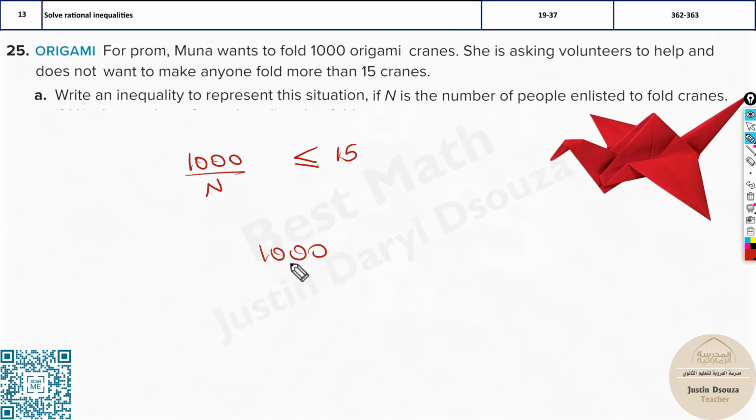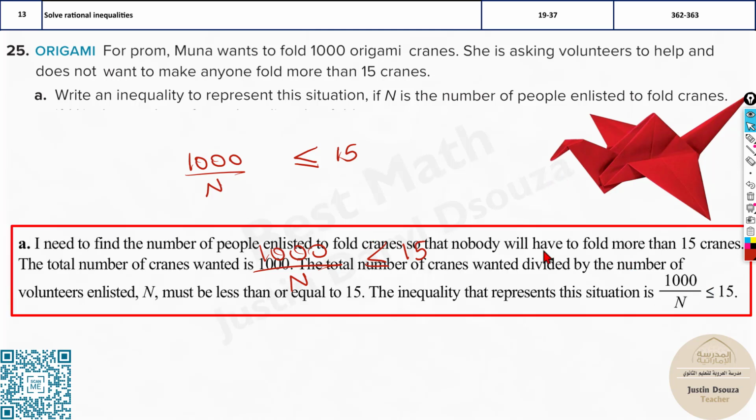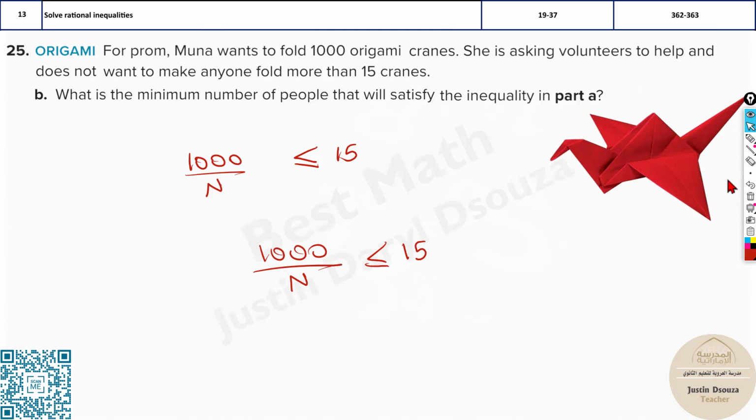Totally 1000 cranes must be done by some number of people. So if I divide them, then how much one person will do can be found out. But we have a condition, it must be less than or equal to 15. That's it. That is the inequality over here. Now they have asked to solve this inequality. How would you solve this?